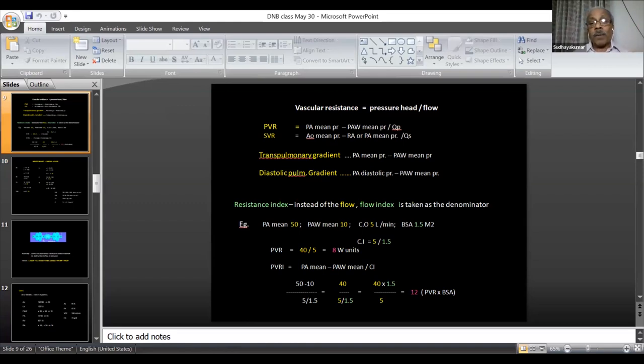This is the way by which that calculation is done, which some of the students are not familiar with. So instead of the cardiac output as the denominator, here you use the cardiac index as the denominator, which is 5 by 1.5. And when it comes, this will go up. That is pure arithmetic. So PVRI or SVRI is the resistance into body surface area.